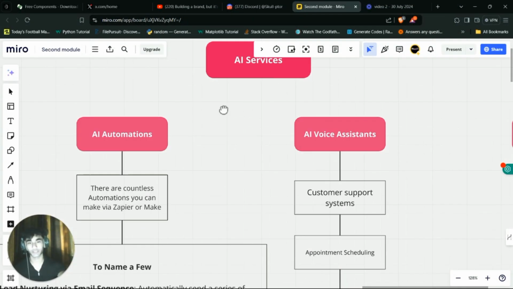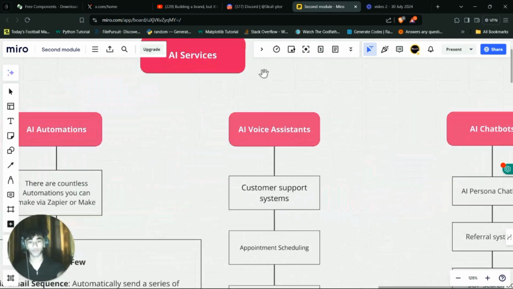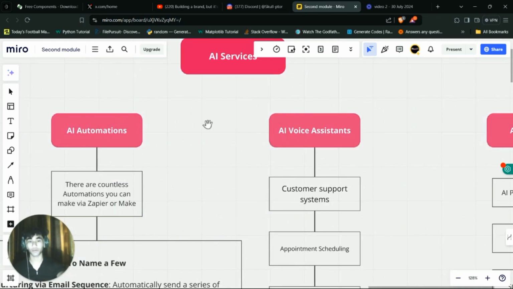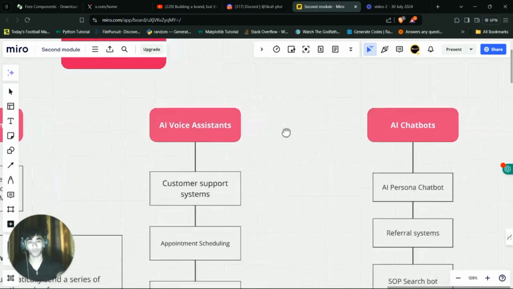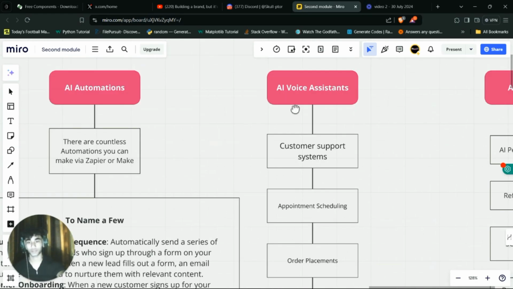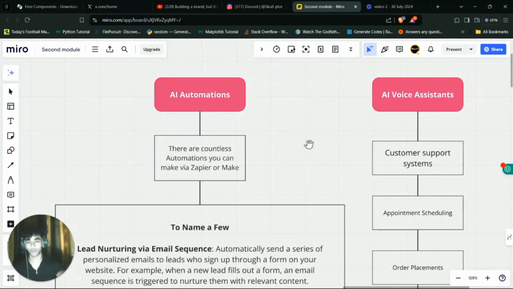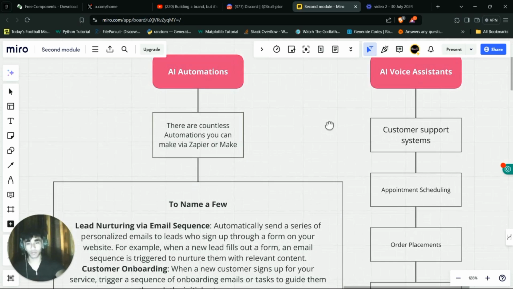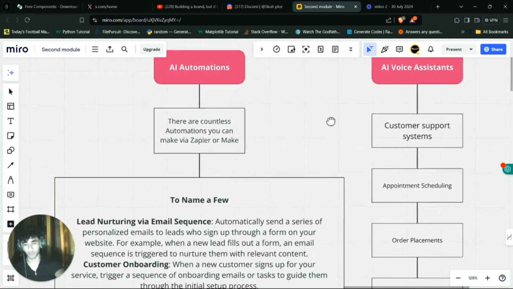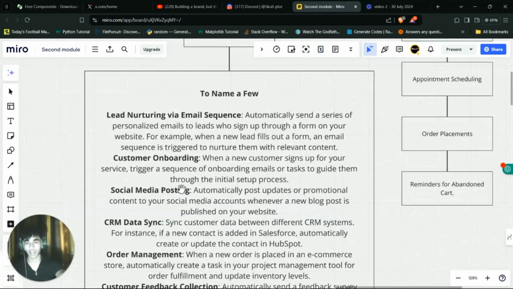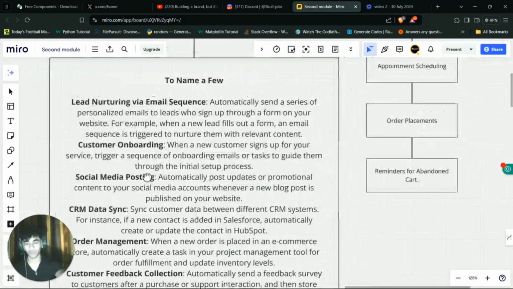Next comes in AI services. So there are three types of services that you would be selling here. First comes in AI automations, second comes in AI voice assistants, and third comes in AI chatbots. Now let's start with AI automations. Now there are countless automations you can make via Zapier or Make. Now I've named 10 kind of automations you can make via them.